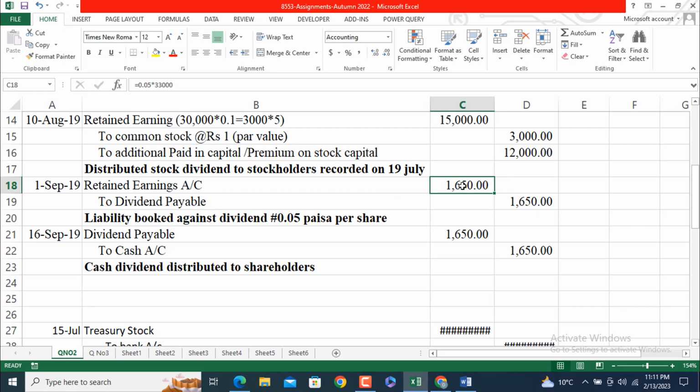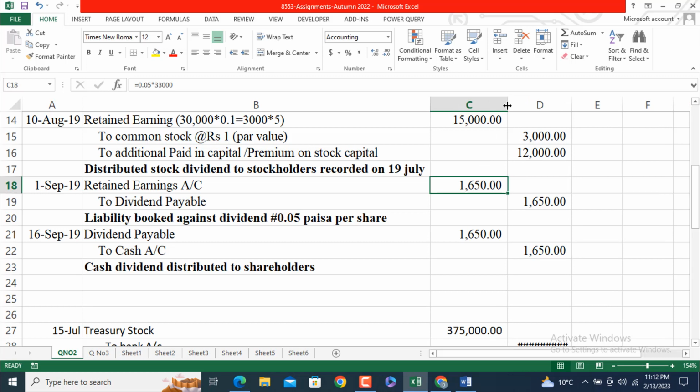So how will I get this one? Look at this. The dividend amount is 0.05 paisa into the number of outstanding shares at that time, which is 33,000. Otherwise, you can use 30,000. So either it will be 1,650 or 1,500. Please check it, and if you find something opposite to my opinion, please mention it in the comment section to correct this one.